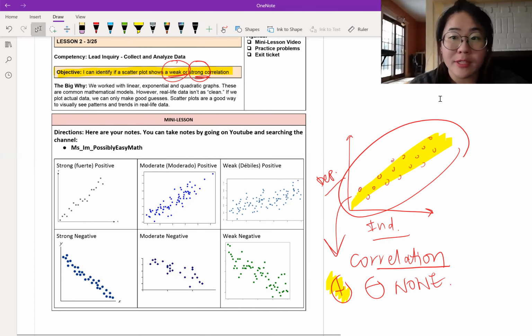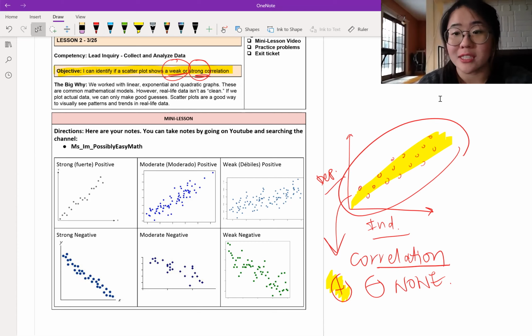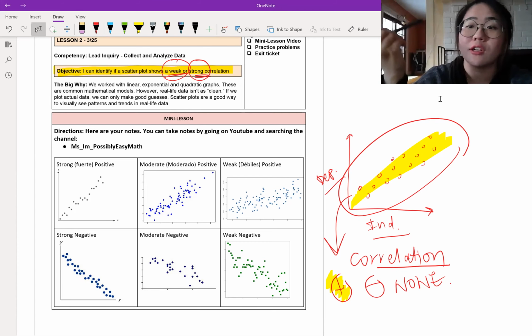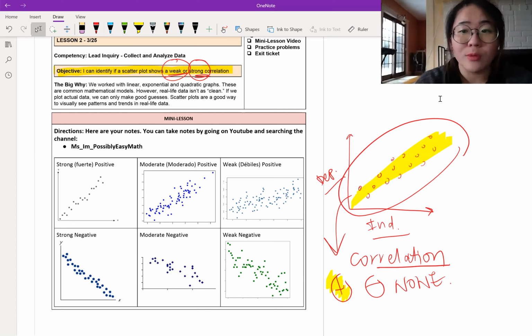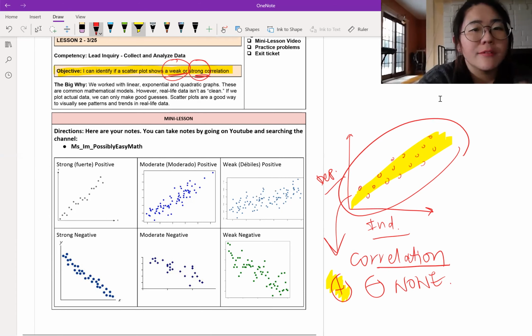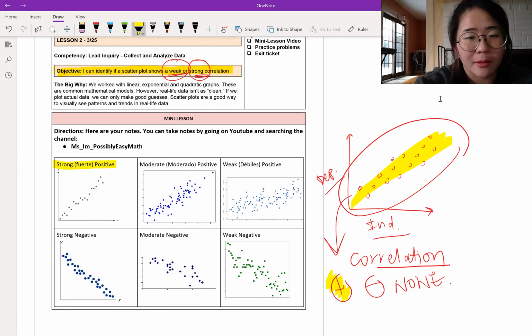I know from experience that identifying the strength of a scatter plot is usually best with experience. So if you see enough scatter plots that are strong, and enough scatter plots that are weak, you're able to recognize it better. So follow along with me. There's no writing involved here, but let's say I'm looking at a strong, positive scatter plot.